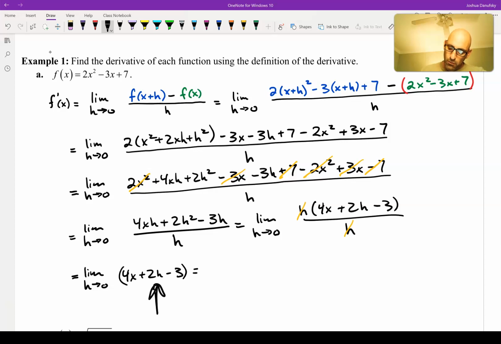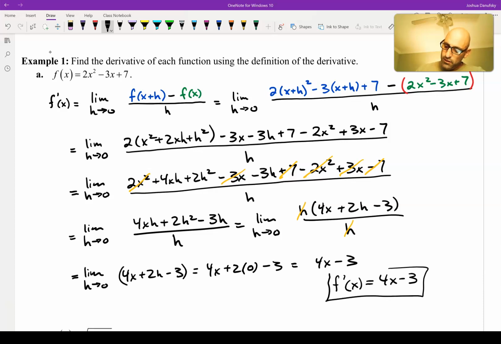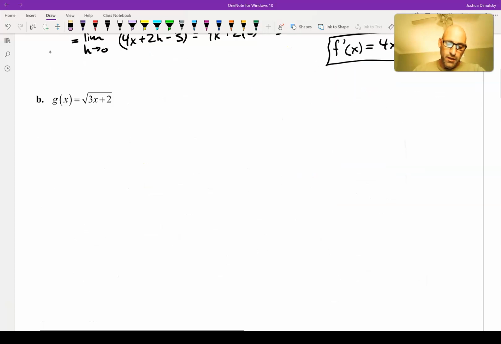Letting h go to 0, we're going to have 2 times 0 here, right? 4x plus 2 times 0 minus 3 will give us just 4x minus 3. And so this is our derivative function. F prime of x is equal to 4x minus 3. Again, this guy generates slopes of tangent lines to the original function way back here. And we'll see more of that as we proceed. But that's the idea. Main thing is be super careful with your algebra going through this. All right, looking at the next one.